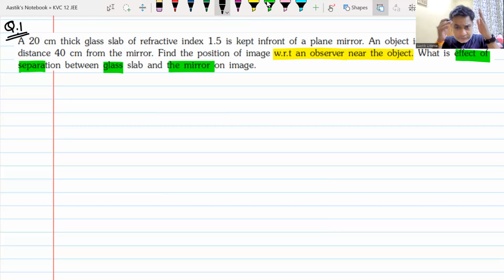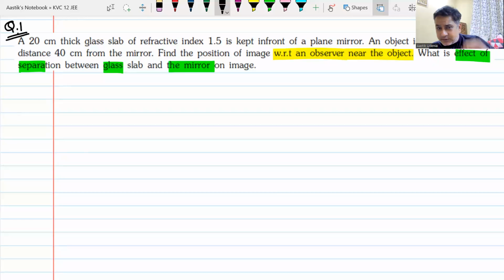We had a glass slab and a mirror, and the glass slab is put in front of the mirror, and these types of questions do come in JEE very often. I've seen this same question taken from a JEE Advanced paper. How do we solve this question? I have a mirror, I have a glass slab, and I have an object.